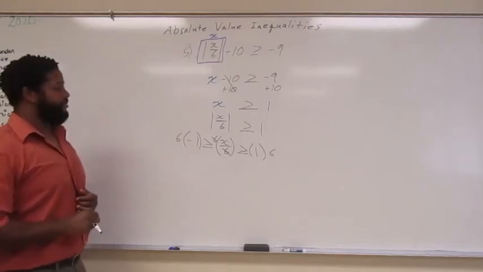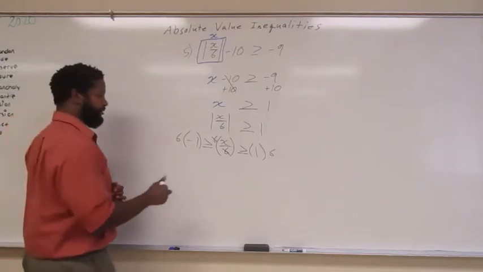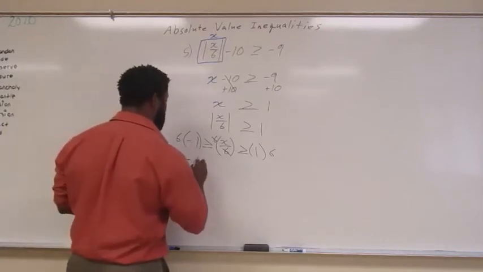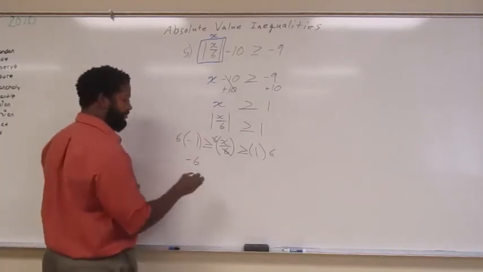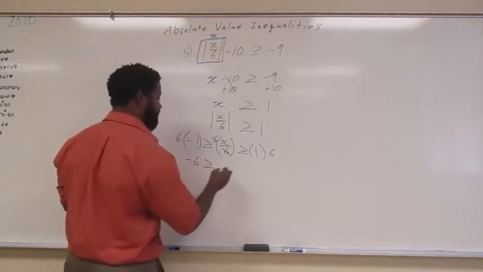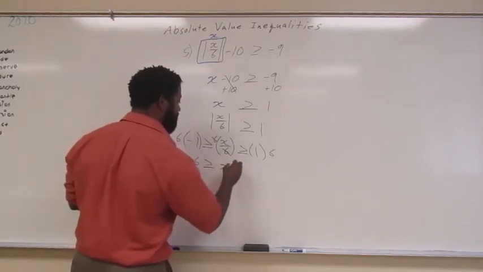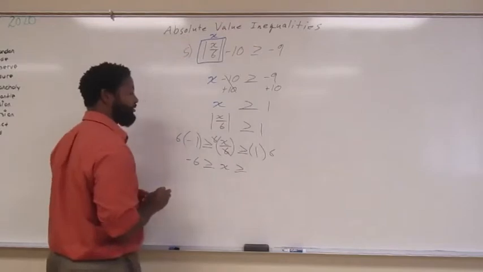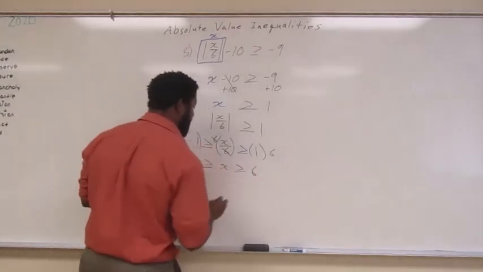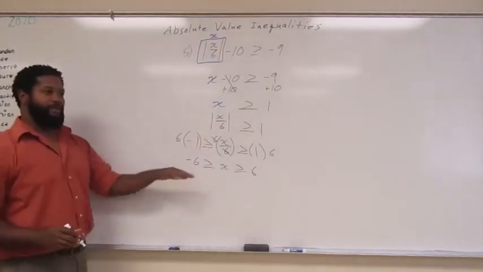Tristan, what's our answer? Would it be -6, right? -6 greater than or equal to? And it would just be x. X, and the same thing, greater than or equal to what? 6. There you go. Now, we have it like this.